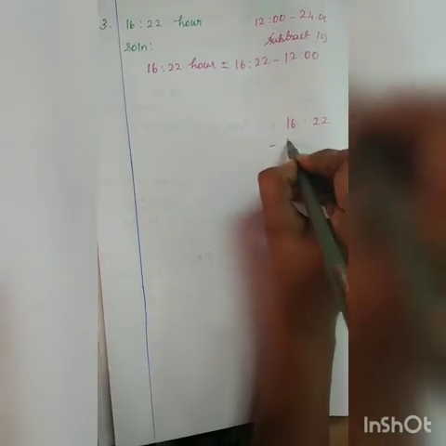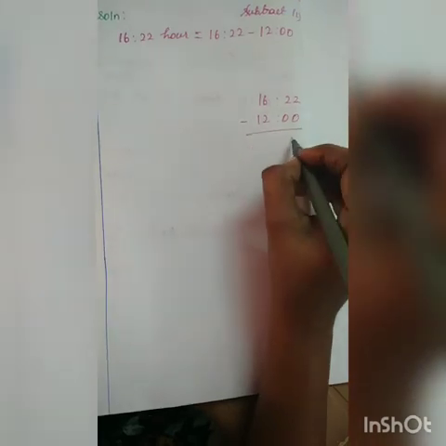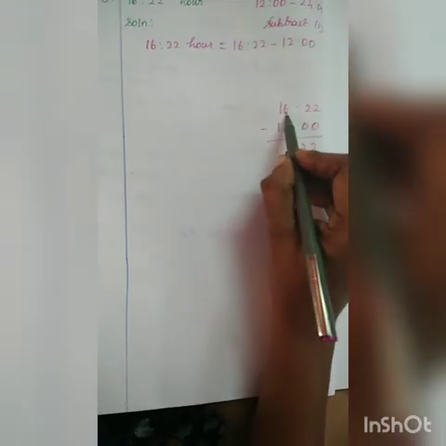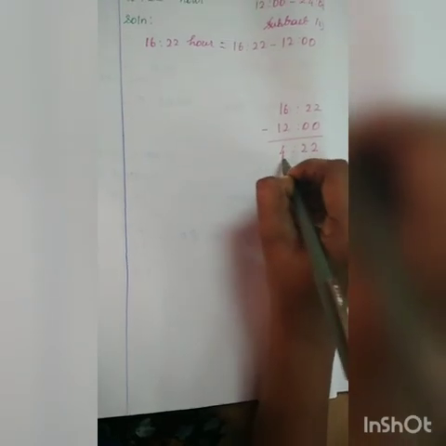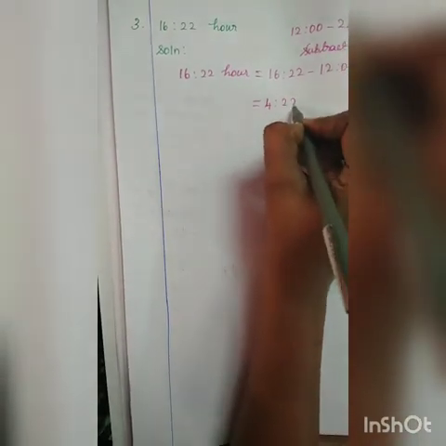First you subtract the minutes. 2 minus 0 is 2. Then put the colon. 6 minus 2 is 4. Then 1 minus 1 is 0. Therefore the time is 4:22. The time period is PM.